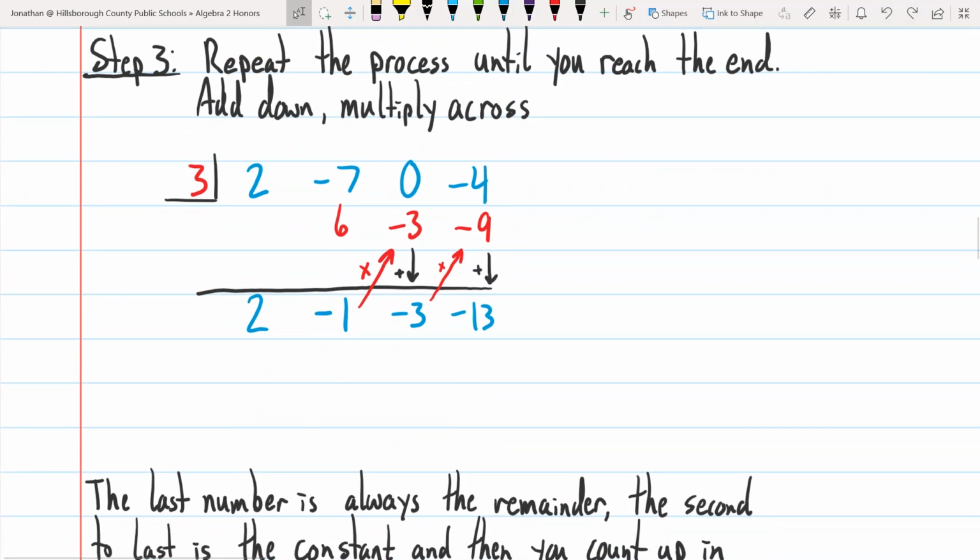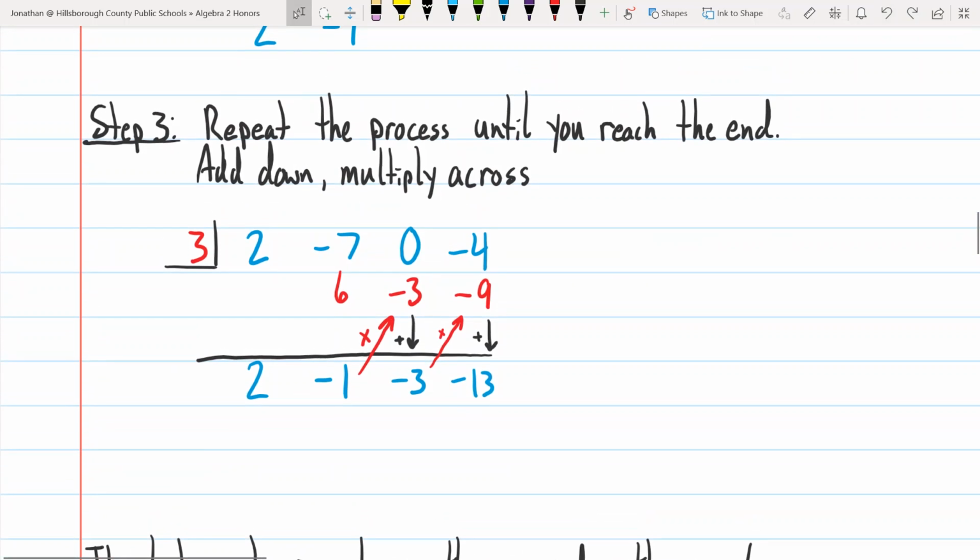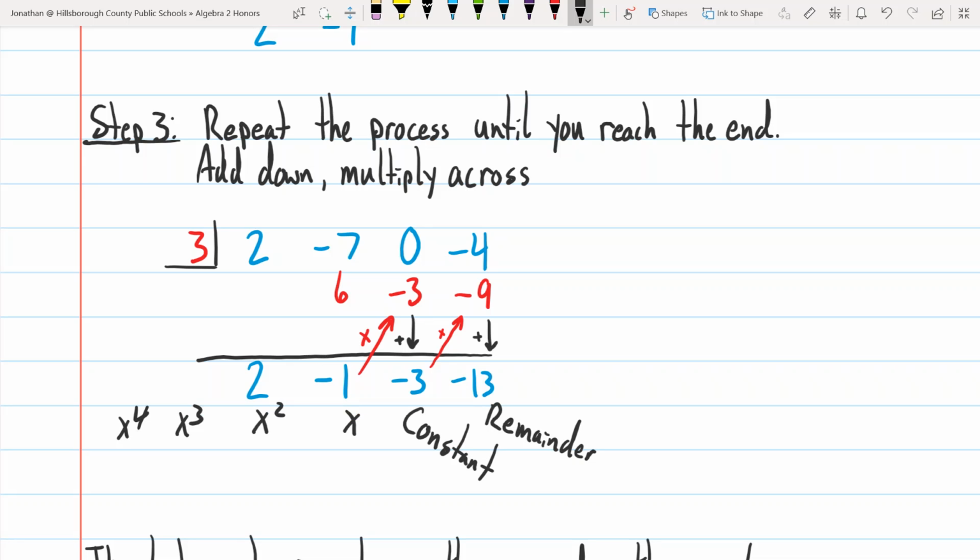Okay. So, what to do with these numbers? Well, the last one is always the remainder. The second to last is your constant, which is a number without a variable. And then after that, you just count up in powers of x, and you go as far as you need to. You know, we could have some long answers, dot, dot, dot. This one just goes out to x squared.